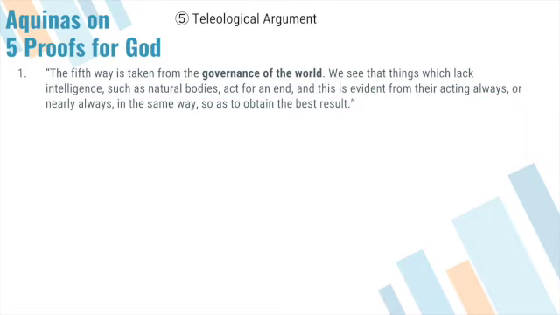step in the argument says, the fifth way is taken from the governance of the world. We see that things which lack intelligence, such as natural bodies, act for an end, and this is evident from their acting always or nearly always in the same way, so as to obtain the best result.